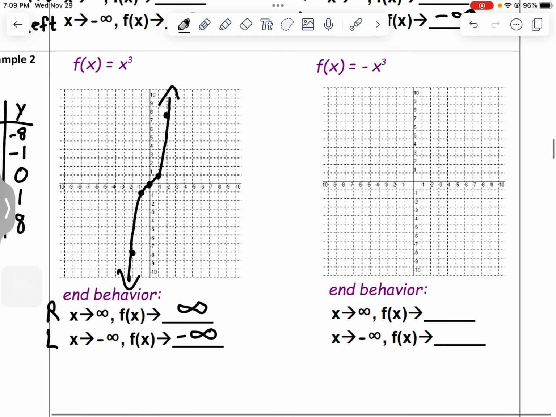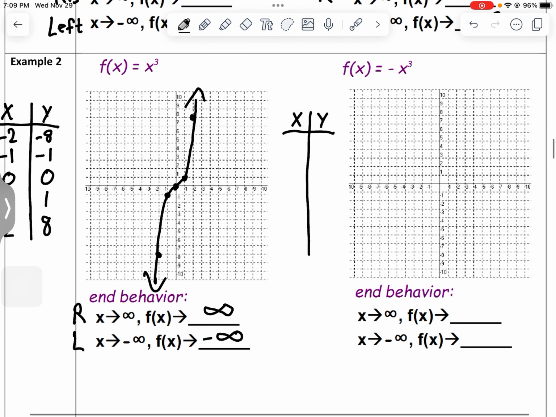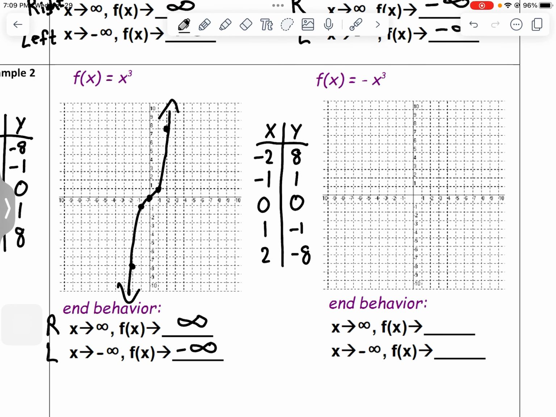Now this one here, I'm just going to quickly graph this, but it would be very similar. We would have the same x values. Our y values would just be negative, since it's negative x cubed. So we'd see -2, -1, 0, 1, 2, and then this would actually be +8, +1, 0, -1, -8. That's all it would change. So then we would have left 2 up 8, -1, 1, 0, 1, -1, and then over 2 down 8. And we would see this snake-like image.